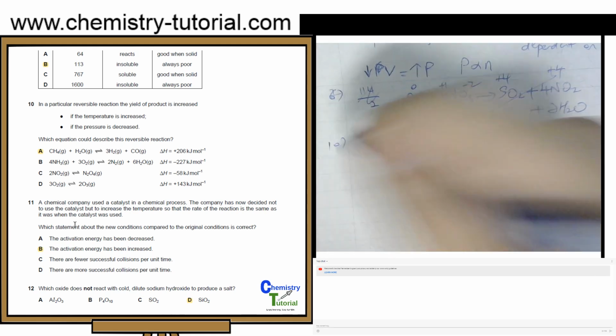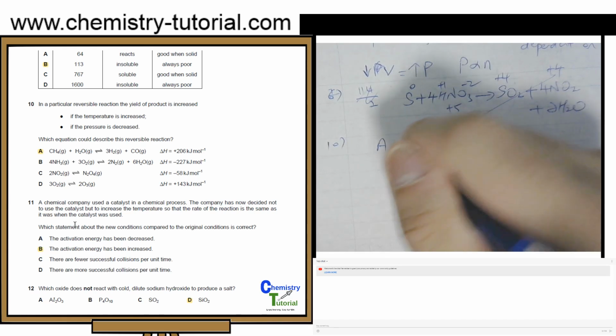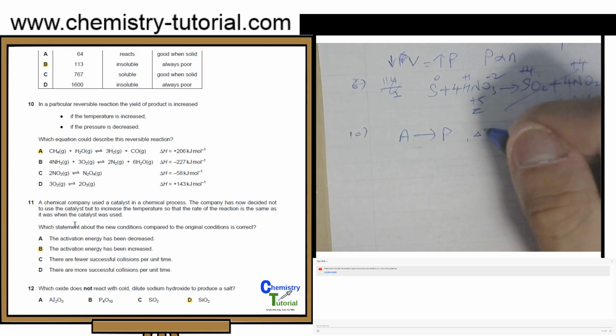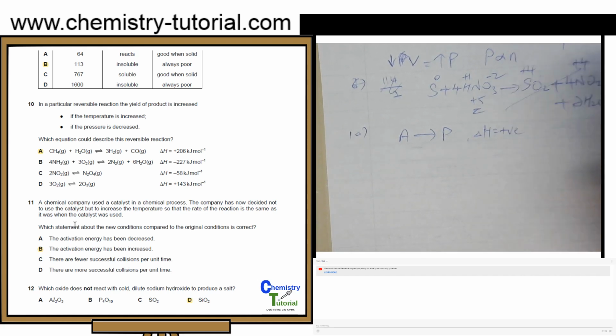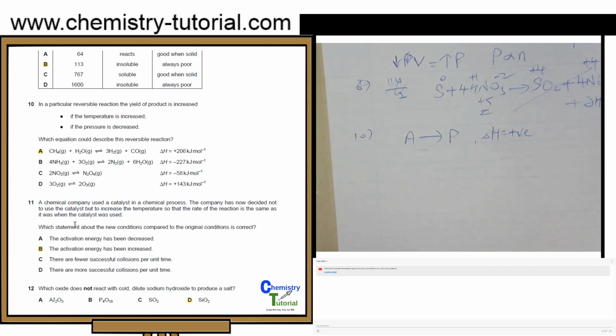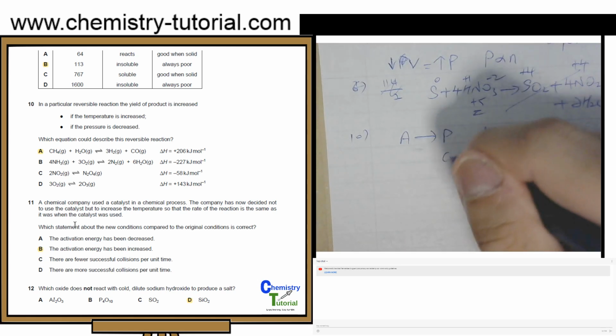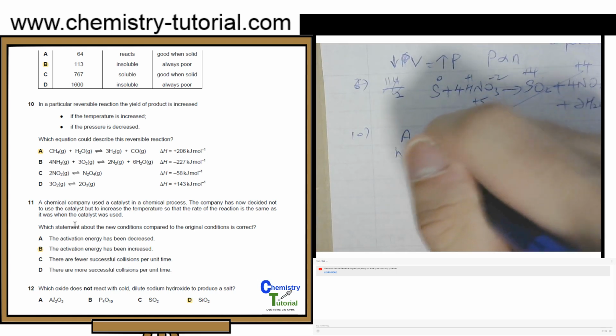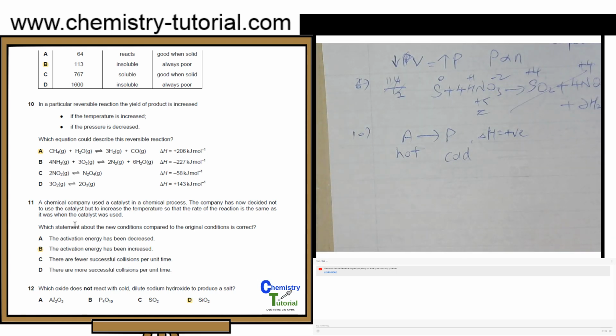Let me just use a very simple example. Let's say A gives you P, and this forward reaction is endothermic. That means in the formation of product, actually there is an absorption of heat energy. That means there will be a drop in the temperature. So I'm just going to put a cold at the product side. I'm just going to put a hot at the reactant side.